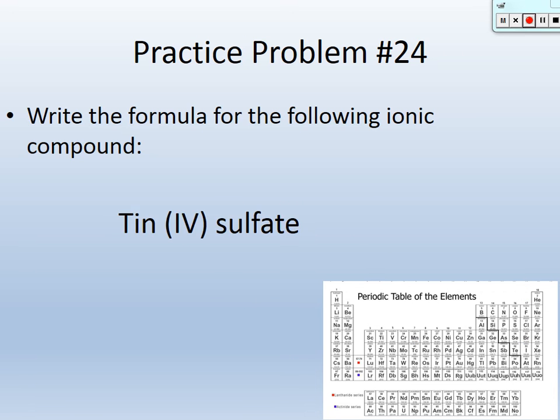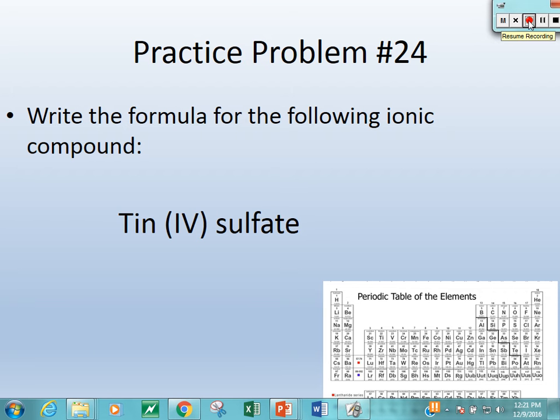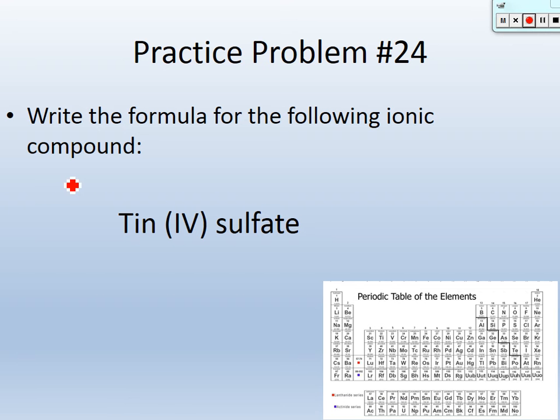Right, practice problem 24. Okay, again, try it on your own. Once you have an answer, hit play and see if you did it right. Okay, let's see how you did. Tin, guys, if you find tin on the periodic table, it sits right here. It's Sn. It's one of those we don't know the charge for, but it did tell us that it was tin 4. That does tell us that its charge is plus 4.